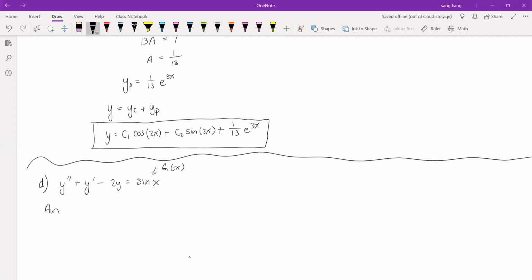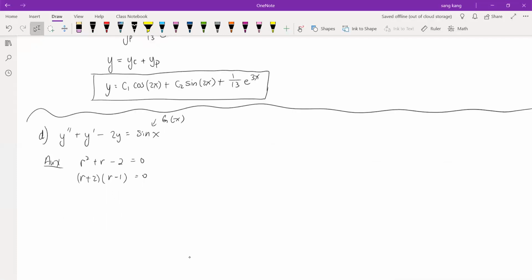So let's find our complementary solution. This would be r squared plus r minus 2 equals 0. We've already done this before. This is from the previous example, right? So my roots are -2 and 1. So y complementary is c1 e to the minus 2x plus c2 e to the x.